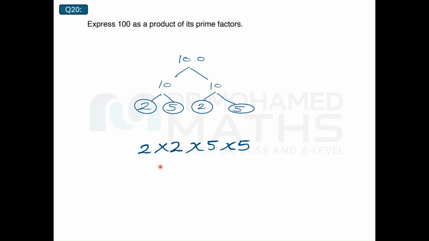But if you'd like to put this one into index form, how are you going to do it? You're going to write 2 to the power 2 and times 5 to the power 2. Sorry, 2 times 5 to the power 2. So here 5 is repeated 2 times, so 5 to the power 2 times 2 to the power 2. This is if you'd like to put it in index form.